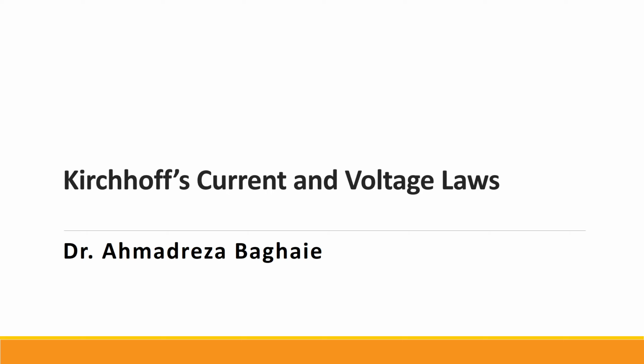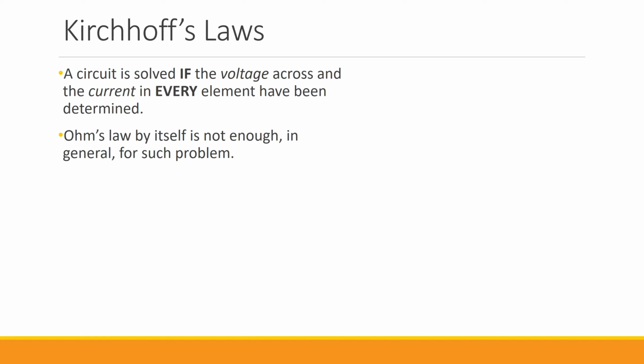In this video, I want to talk about Kirchhoff's current and voltage laws. In previous videos, you learned how we have defined Ohm's law, which shows the relationship between the voltage across a resistor and the current that goes through it. Now let's assume we have a circuit that is a bit more complex, with at least a few resistors connected to each other.